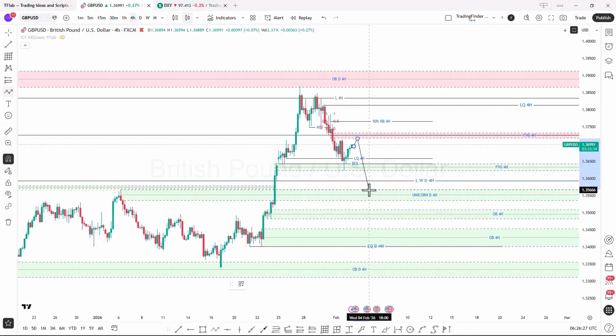Our first level is a weekly level that has been refined on the daily and 4-hour charts. The first level is at 1.3592, and the next level is at 1.3568, which is an area. The daily unicorn, which has also been refined, is now a 4-hour level.